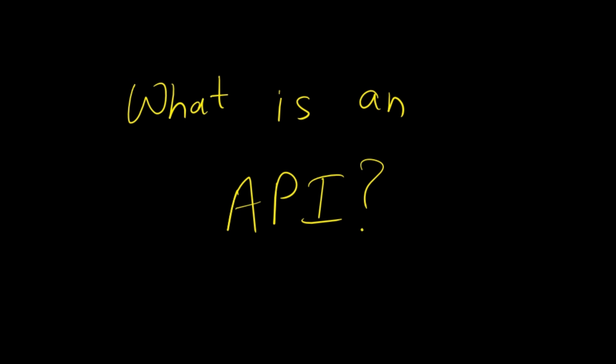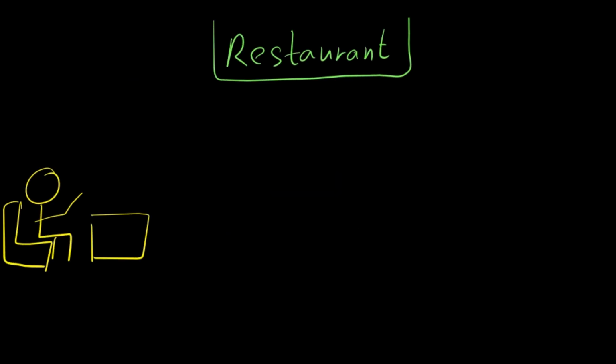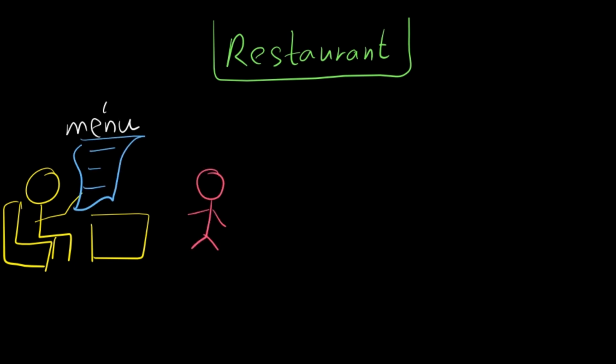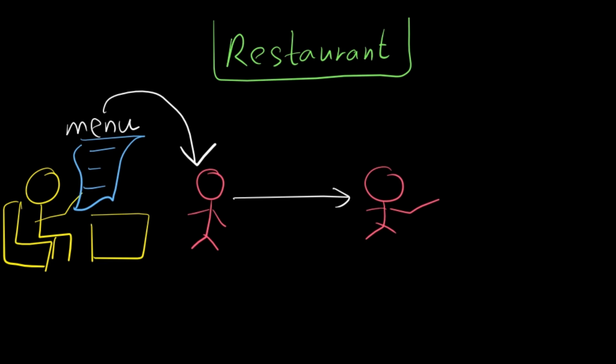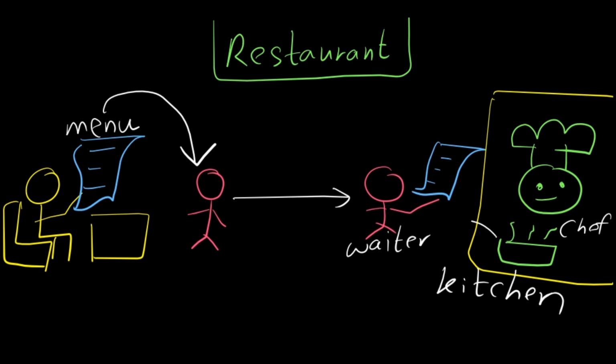What is an API? Today, let's learn it in simple words. Imagine you are at a restaurant. You sit down and look at the menu. When you are ready, you tell the waiter what you want. The waiter takes your order to the kitchen. The chef prepares the food. Then the waiter brings it back to you.